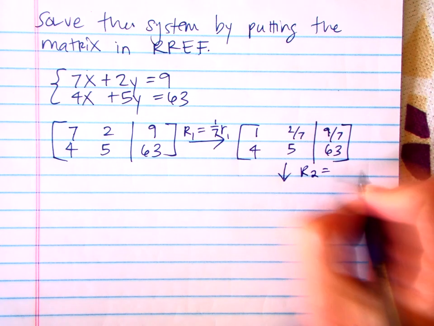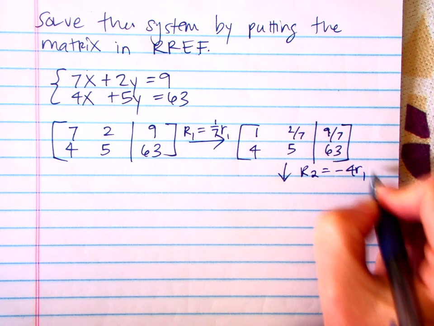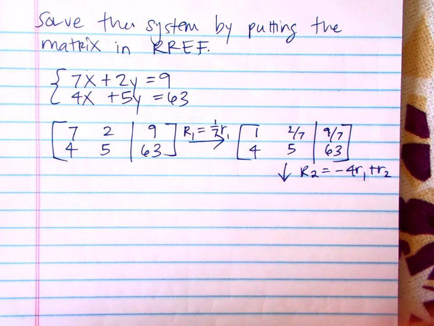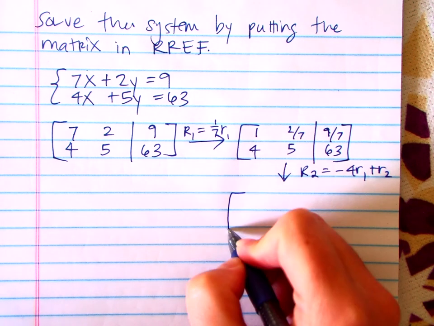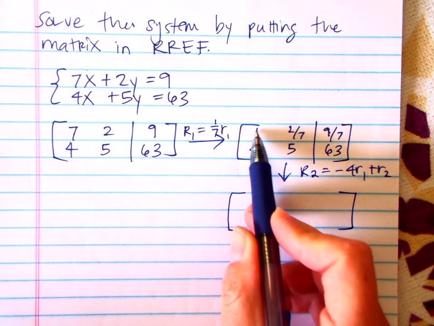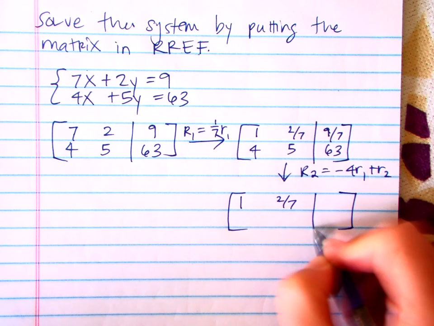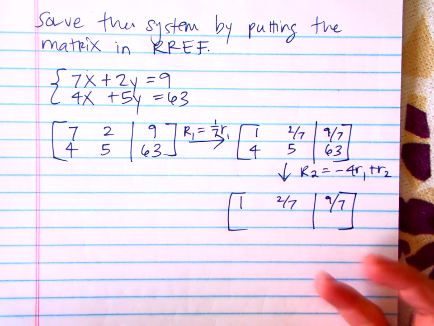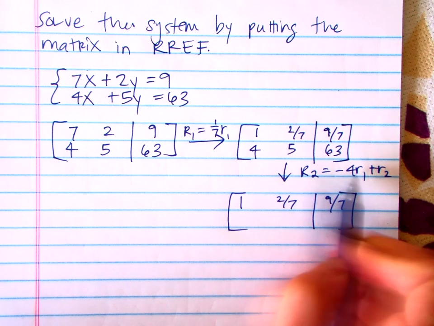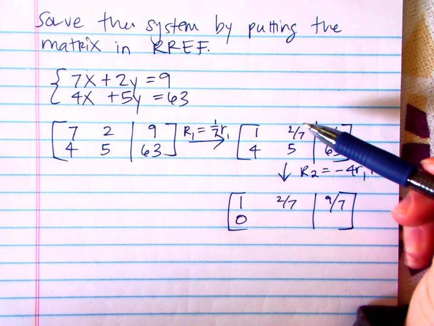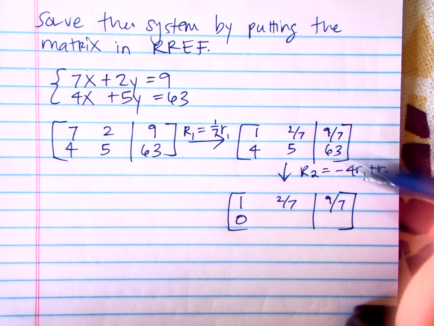So my new row 2 is going to be negative 4 row 1 plus row 2, or 4 row 1 minus row 2, whatever you're into. So negative 4 plus 4. Oop, I'm sorry, I didn't do what I told you guys to do. So I'm just rewriting row 1 because I'm not changing it. So negative 4 times old row 1 plus row 2. So here's where it gets a little weird. So we have negative 4 times row 1.